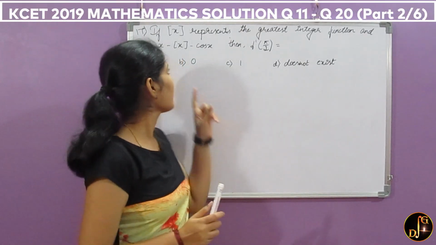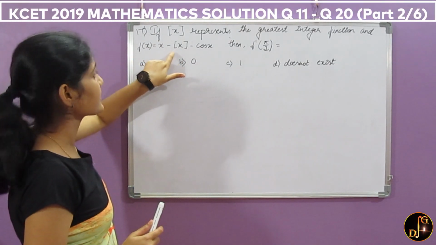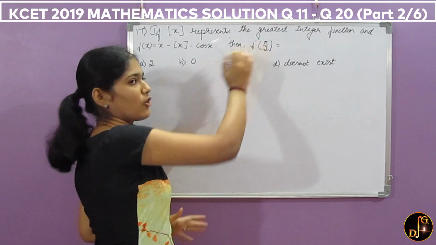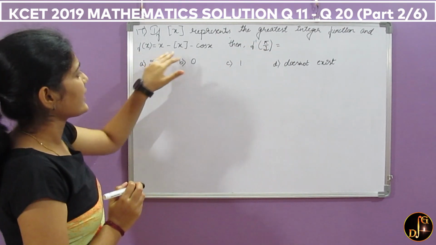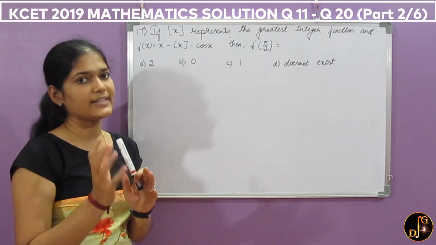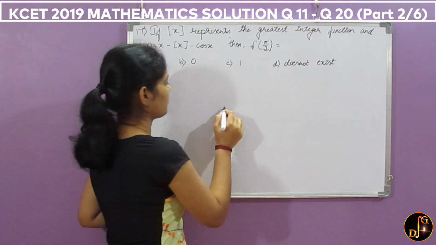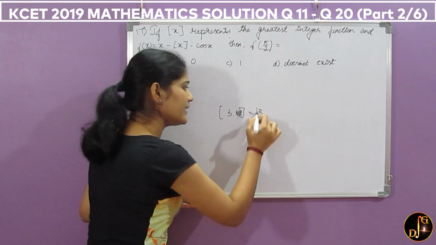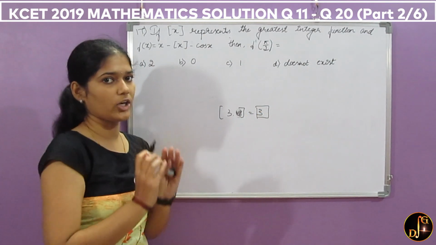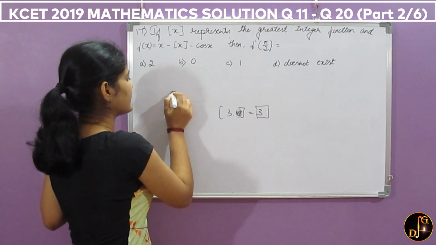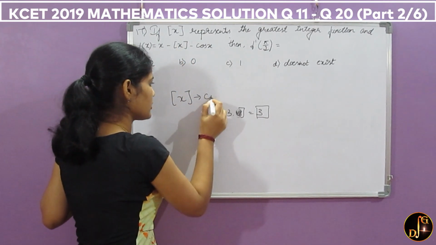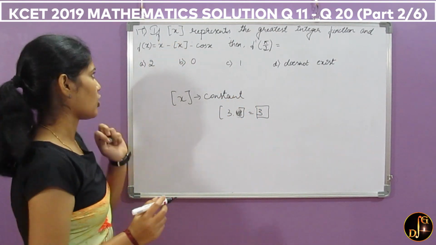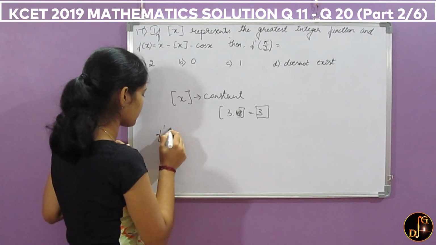In this problem they have given f of x is equal to x minus greatest integer function of x minus cos x, and we have to find f dash of pi by 2. For that, the greatest integer of x means we will get some integer, right? For example, the greatest integer of 3.1 means we will get 3, like that. That means this integer does not depend completely on x. So we can consider this greatest integer of x as a constant function.